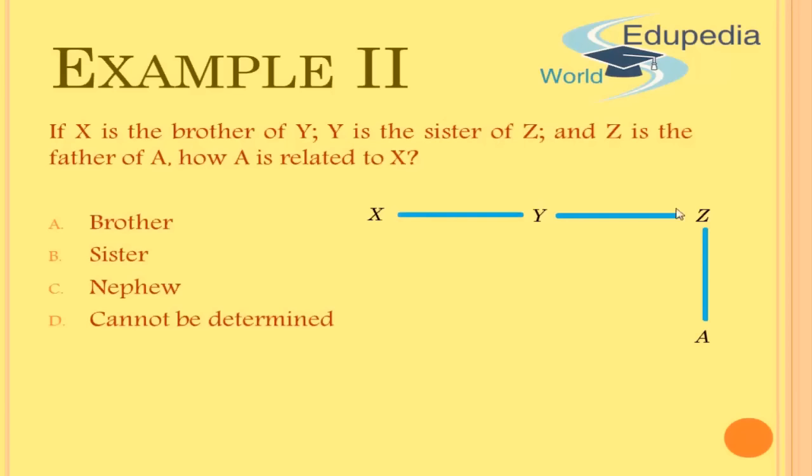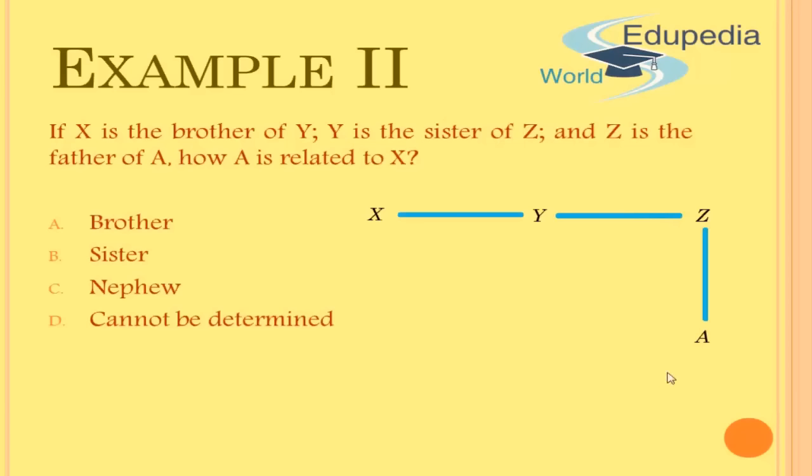Now let's come to the third clue. Z is the father of A. So now I know that Z is also male and Z is the father of A. So I'll drop a vertical line downwards and I will plot A over here. The question is, how is A related to X? Now if the question was how is X related to A, I can confidently say that X is the uncle of A, because X is male and X is the brother of A's father. So I know that X is the uncle of A.